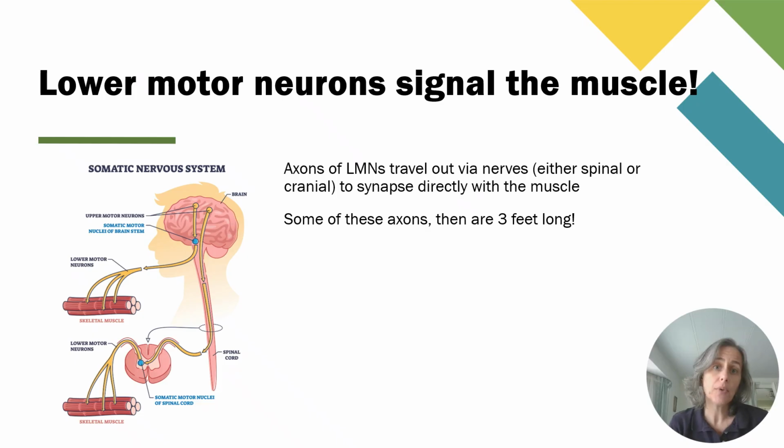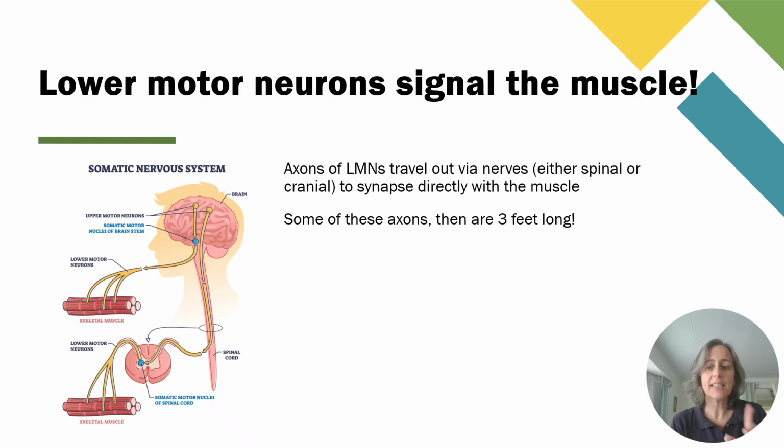It is the lower motor neurons then that directly signal the muscles. So that lower motor neuron, its axon is going to travel out, either out from the brainstem via cranial nerves or out from the spinal cord via spinal nerves, all the way to whichever muscle it's going to signal, right? So some of those axons are really long.